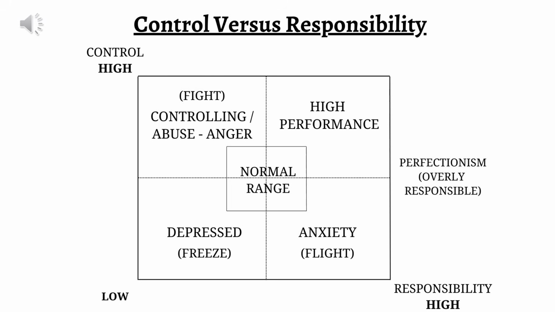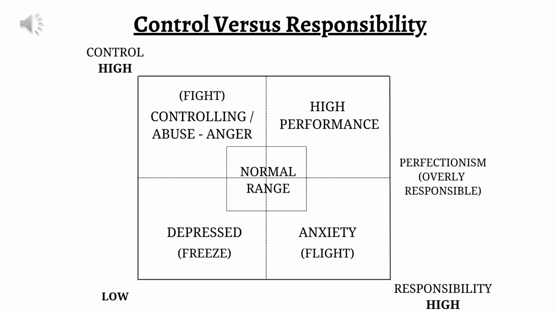If we try and give up control and responsibility and be down that left-hand box down the bottom, we'll get depressed because we're underperforming. We're not performing to our normal range or potential. The optimum position is to have high control and have high responsibility and achieve high performance.